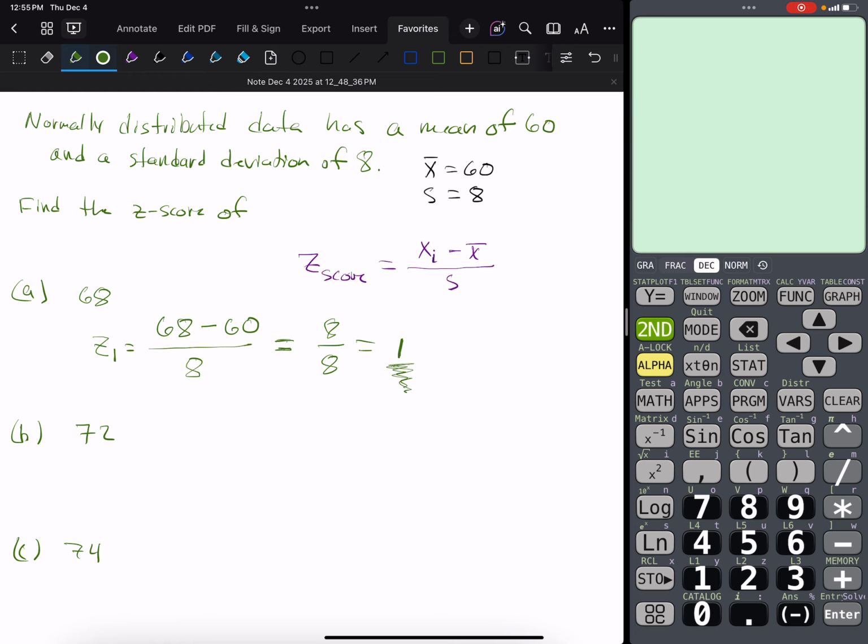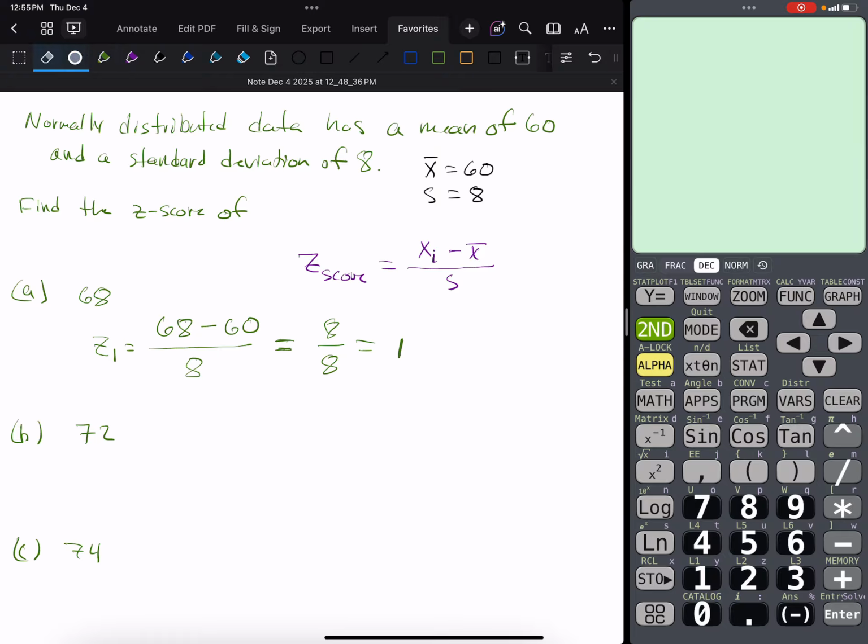You could just look at it and say, oh, well, my standard deviation is 8, my mean is 60, so if I've got a value of 68, I don't even need a formula because I know I'm 1 standard deviation above the mean. That means my z-score is 1. It won't always be that simple. Let's take a look at the next problem.